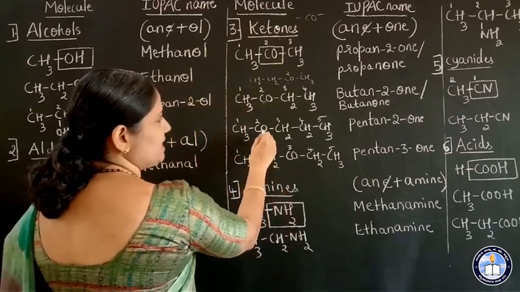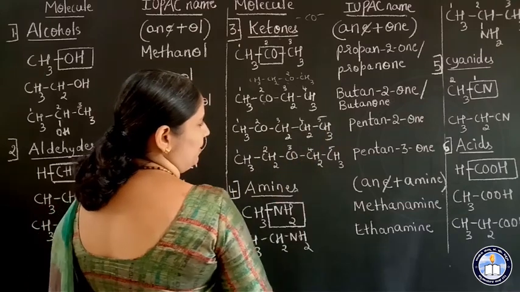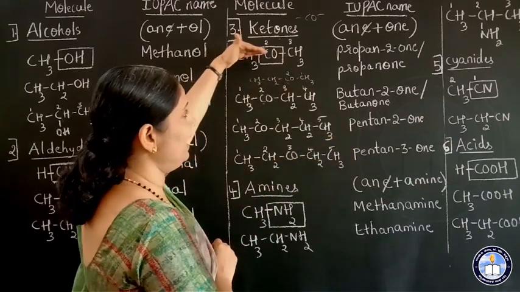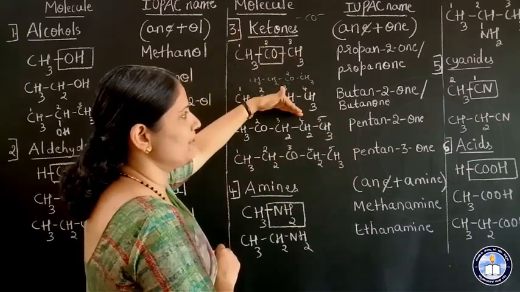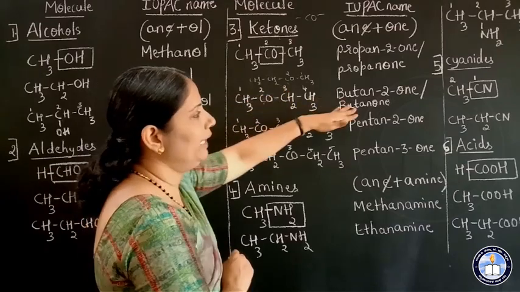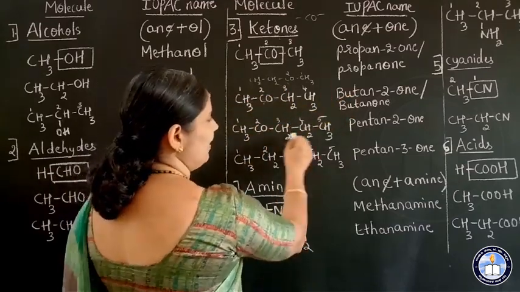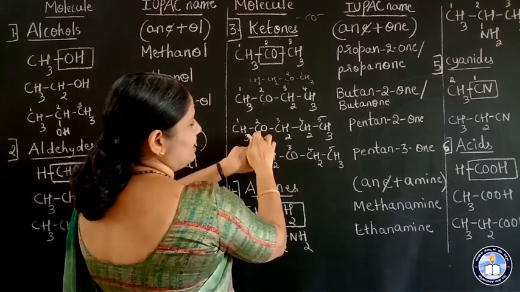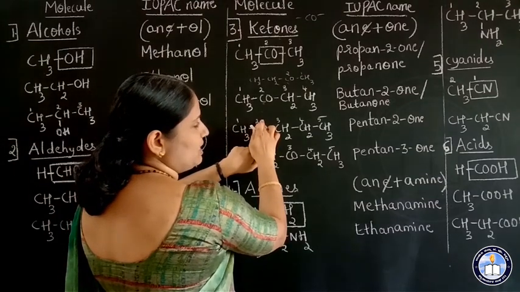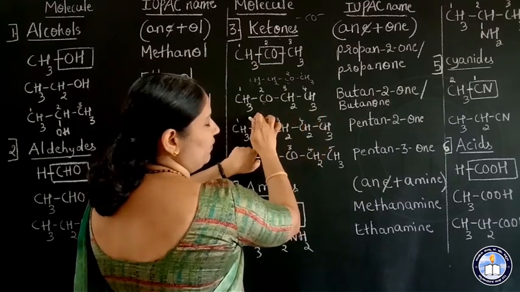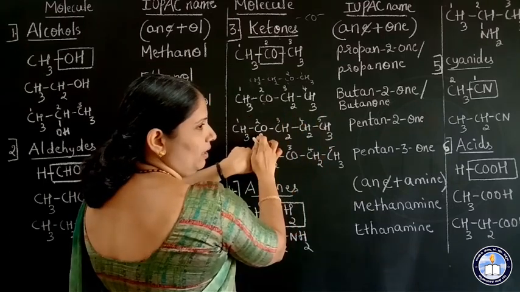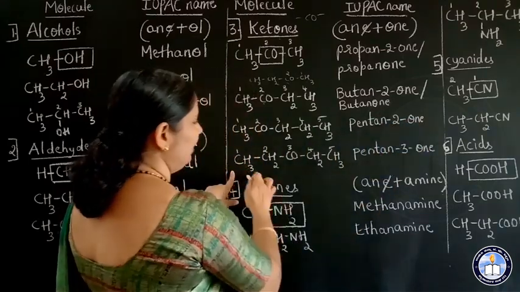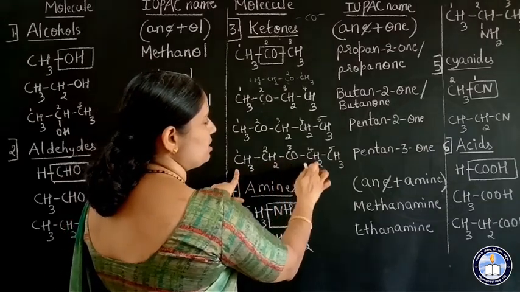Now next, CH3COCH2CH2CH3. When 5 carbon atoms are there, you have to mention the locant. When there are 3 carbon atoms or 4 carbon atoms in the ketones, you need not write the locant. See here, 5 carbon atoms, so it is pent, AN. This carbon of the carbonyl group has locant 2. You should not number in this way, 1, 2, 3, 4. So this is the lowest number for the CO group. So pentan-2-one.